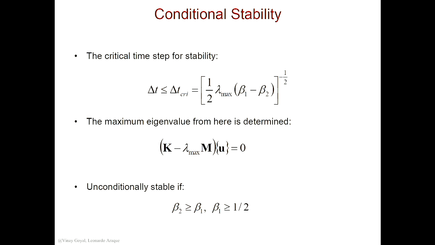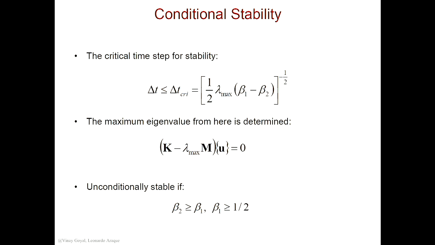Okay. So if I have the values of beta 1 and beta 2, my time step cannot be larger than whatever I get here, because if it's larger than whatever I get here, then I will have an issue with stability, and things will go unbounded. The solution will become unbounded.